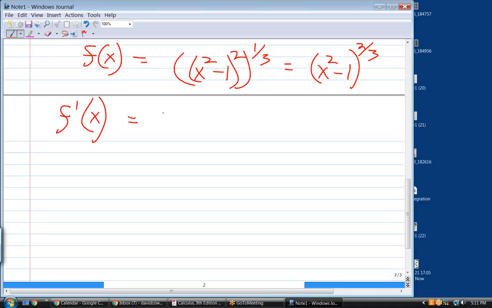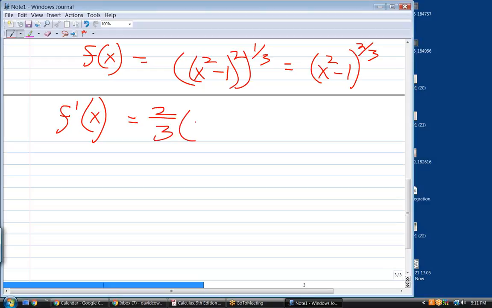So what is the first derivative? Well, now it's going to be 2/3 times 2x, and then the exponent becomes negative 1/3. In other words, you have to apply the chain rule here. The chain rule says you take the derivative of the outside and you multiply it by the derivative of the inside. So the first step is let's take the derivative of the outside.